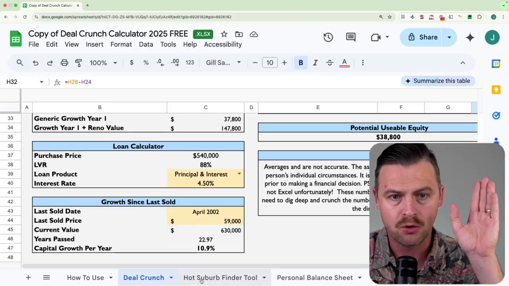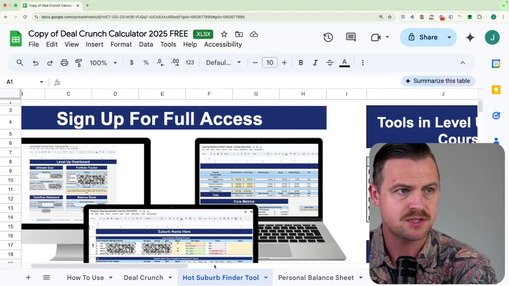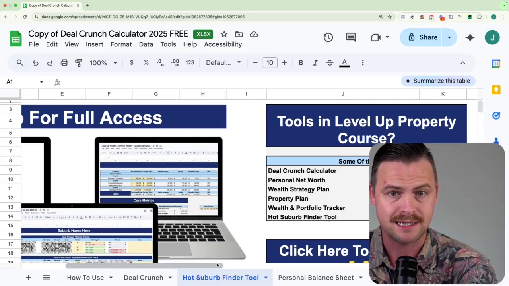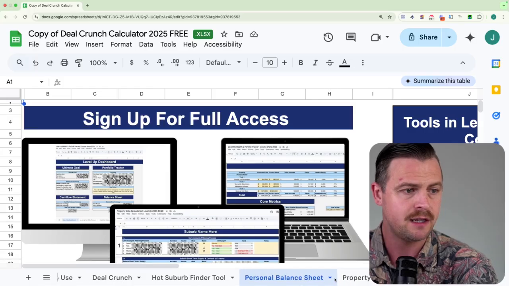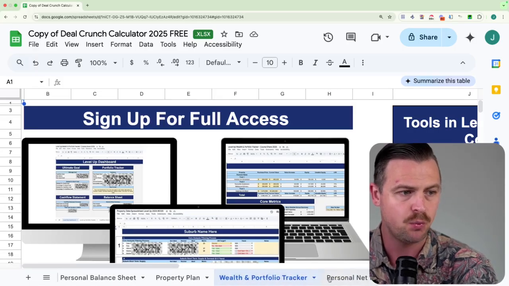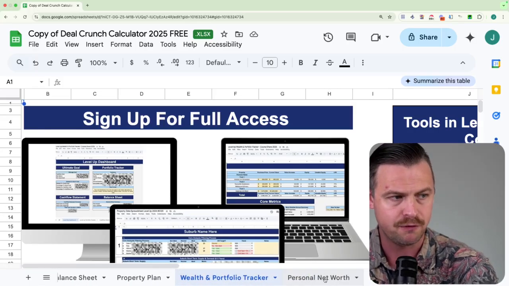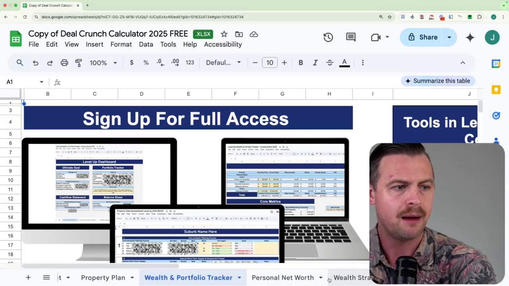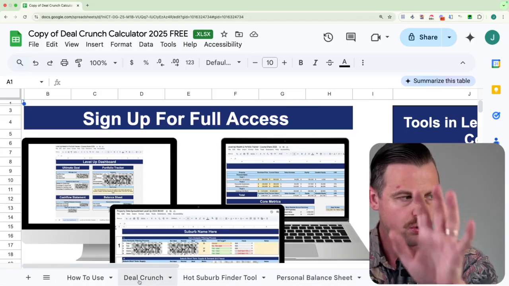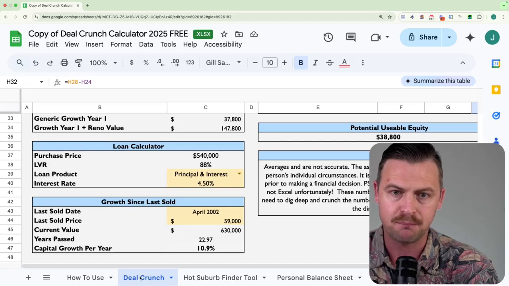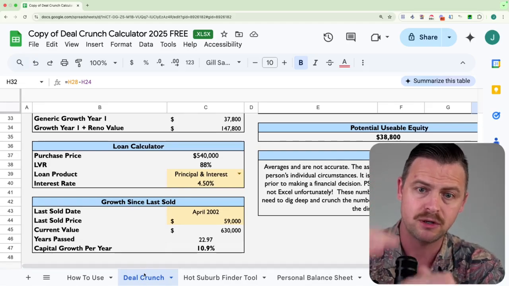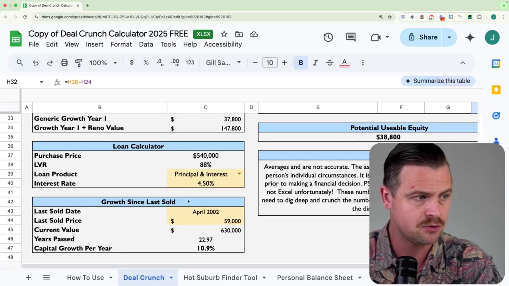The other thing is all these other tabs, you need to sign up to the Level Up course to get full access to this. So the hot suburb finder, the personal balance sheet, the property plan, the wealth acquisition tracker, the personal net worth, and then the wealth strategy plan. All of those are included in the Level Up property course to help you level up your investing. But this is the free Deal Crunch calculator.